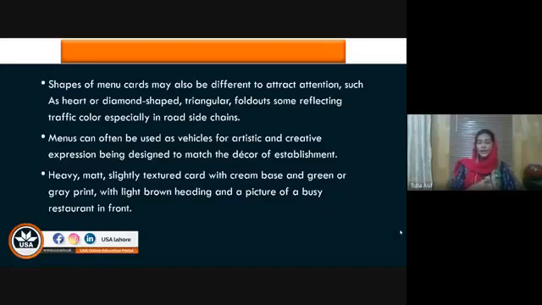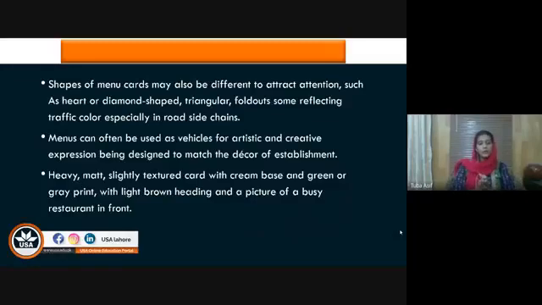Shapes also play an important role in attracting the audience. Shapes of the menu cards may be different to attract attention, such as a heart or diamond shape, or triangular shape, or it could be the shape of the establishment. For example, I have seen that a certain establishment specializes in sandwiches, and their menu cards are also shaped triangular, giving the texture of a sandwich.